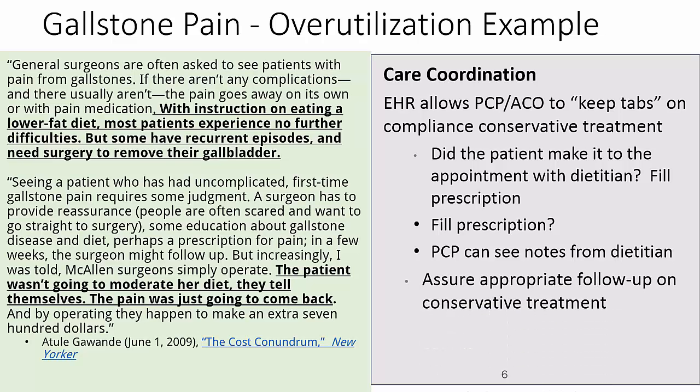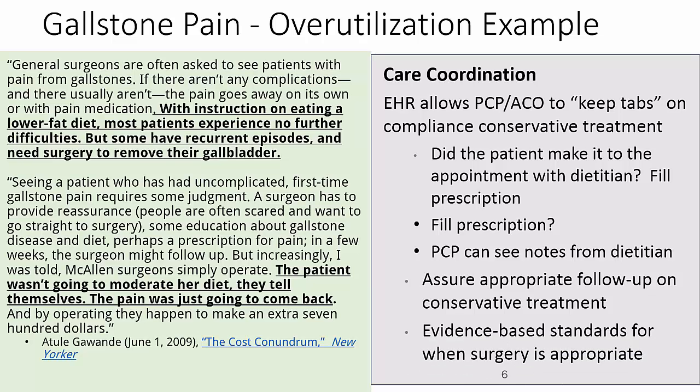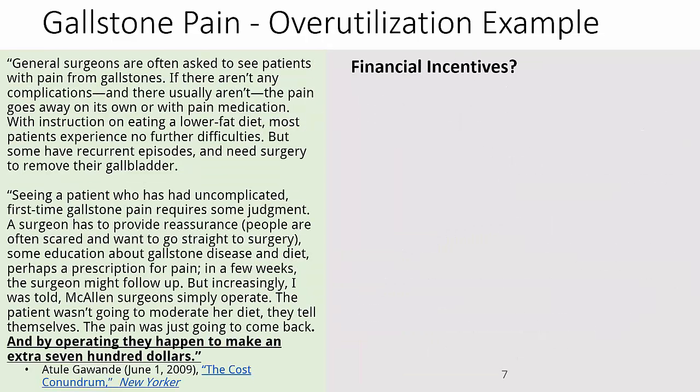So rather than just assuming that the patient is not going to moderate his or her diet, the PCMH can actually provide the patient with resources to succeed and track whether the patient complies. And the EHR will hopefully provide good evidence-based guidelines and have those integrated into the EHR. So if conservative treatment appears it may not work, the doctor could refer to good evidence-based standards for when surgery is appropriate. But this model does raise some questions about the role and work of specialists.